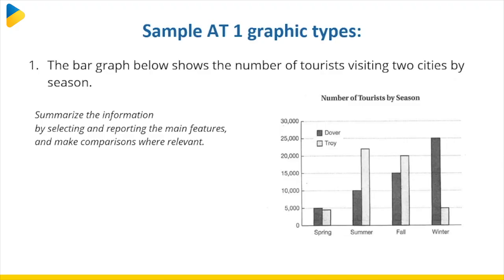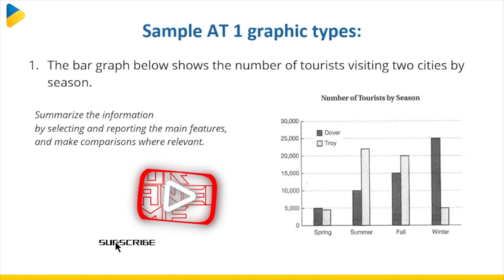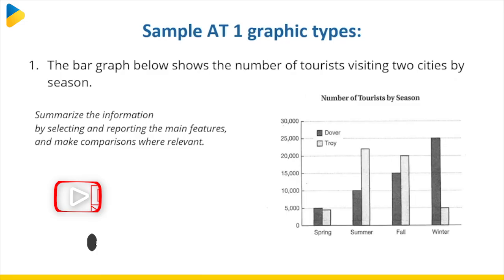And here we also have a requirement that will always ask you to do the same thing: to summarize the information by selecting and reporting the main features and make comparison where relevant. So you have to make sure you summarize the most important information in the graphic you see. Here we have a bar chart, and you're only going to select and report the most important details and make comparison between them. So here, for example, we have the number of tourists by season, and we have two cities.